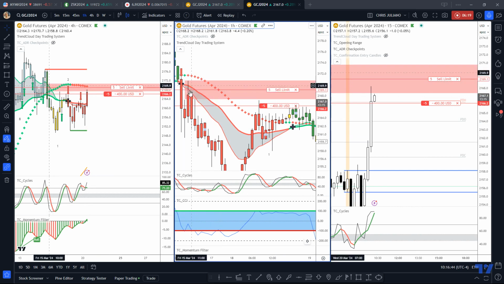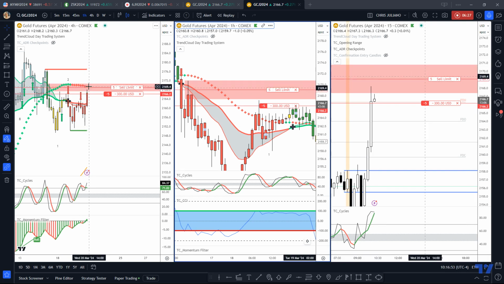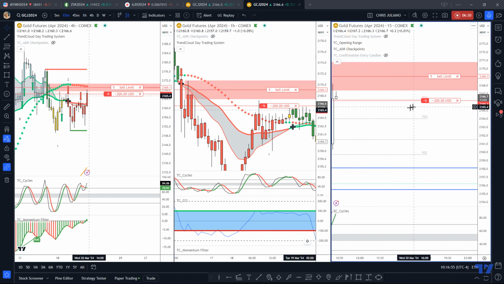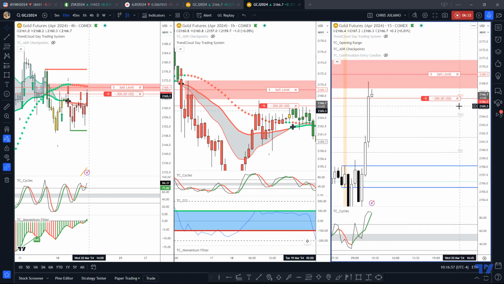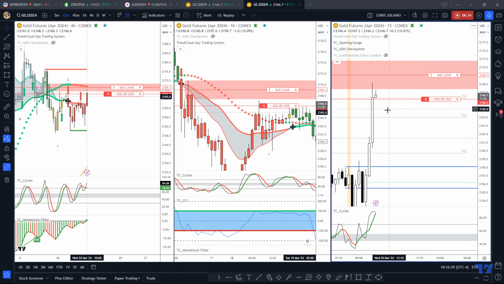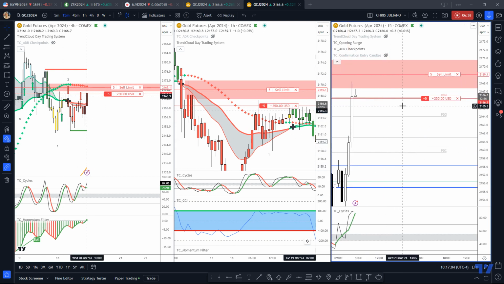All right. Here's the supply zone. Here is the reference point for another entry right at that 50 simple. Here's another reference point at the previous day's high. Okay. All of that comes with Trend Cloud and it will mark it off for you on the chart. And that is how you would take this trade.